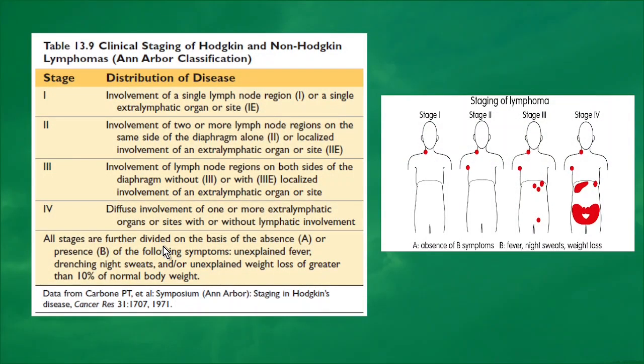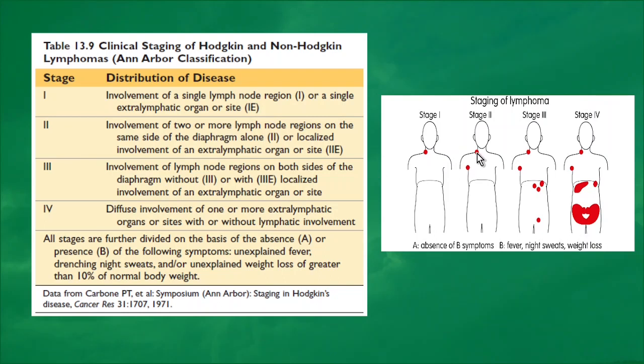The treatment of Hodgkin is mainly based on staging, an old classification, the Ann Arbor classification. It can be used in NHL also sometimes. Here, stage 1 is involvement of a single lymph node region, like this. And if it's a single extralymphatic organ, it's written as 1E, extralymphatic.